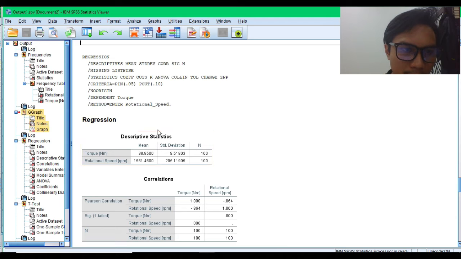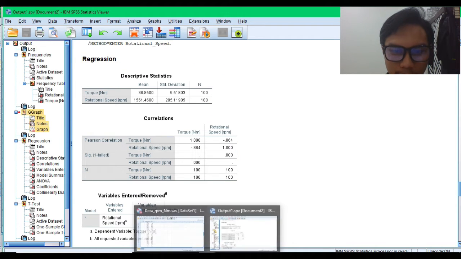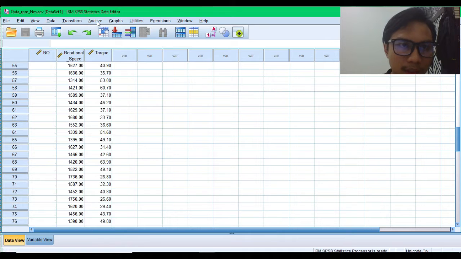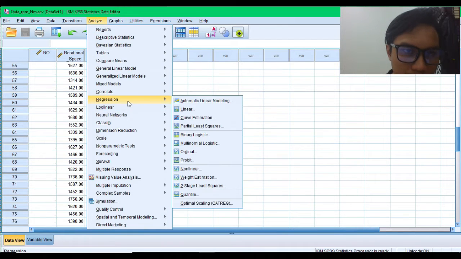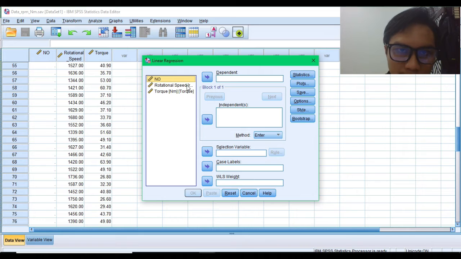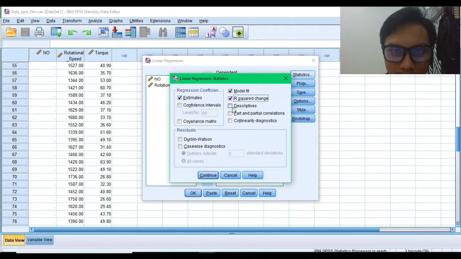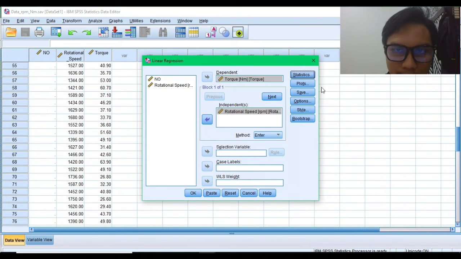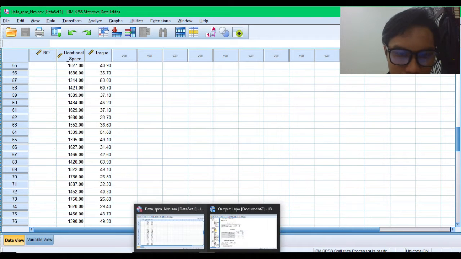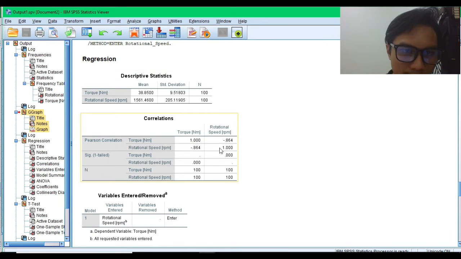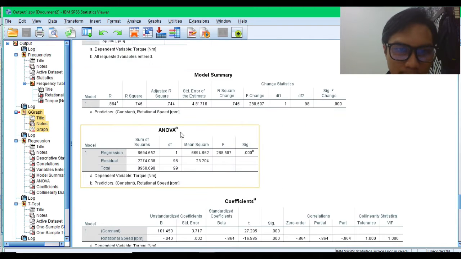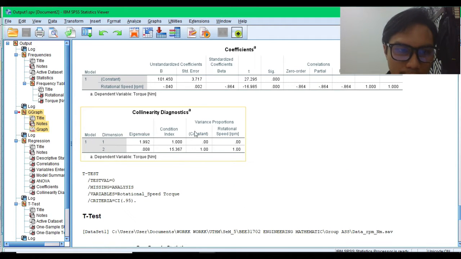After that, we will find the regression. For the regression, we click Analyze, Regression, Linear. The dependent is the torque and the independent is the rotational speed, and click Statistics. After that, we select all and continue. After we click OK, we get this. The regression output includes statistics, correlation variable, model summary, ANOVA, coefficients, and collinearity diagnostics.